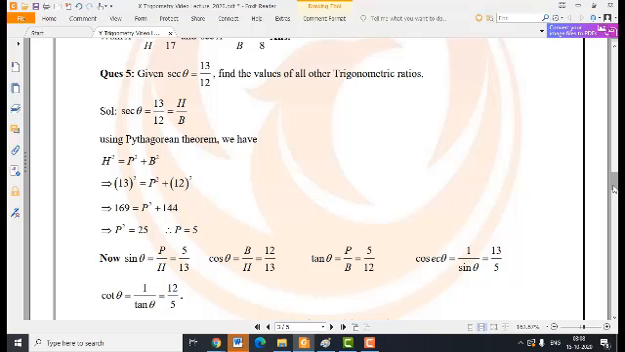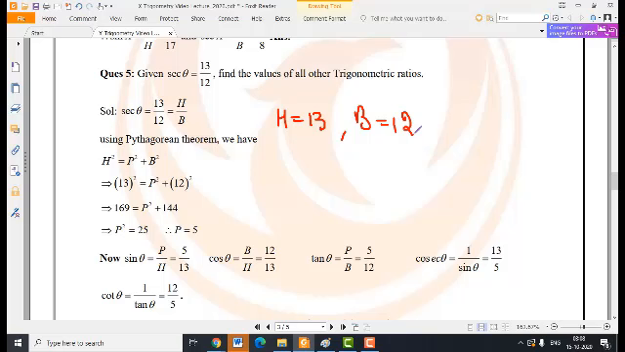If you know how to find and use the value of secant theta to find the value of the other unknown side of the triangle, we can easily find the values of all the other trigonometric ratios. Let us start with the given condition. So secant theta is 13 upon 12 and we know that secant theta is the reciprocal of cos theta. So it is hypotenuse upon base. H is 13 and base is 12. Alright, so h square equals p square plus b square.